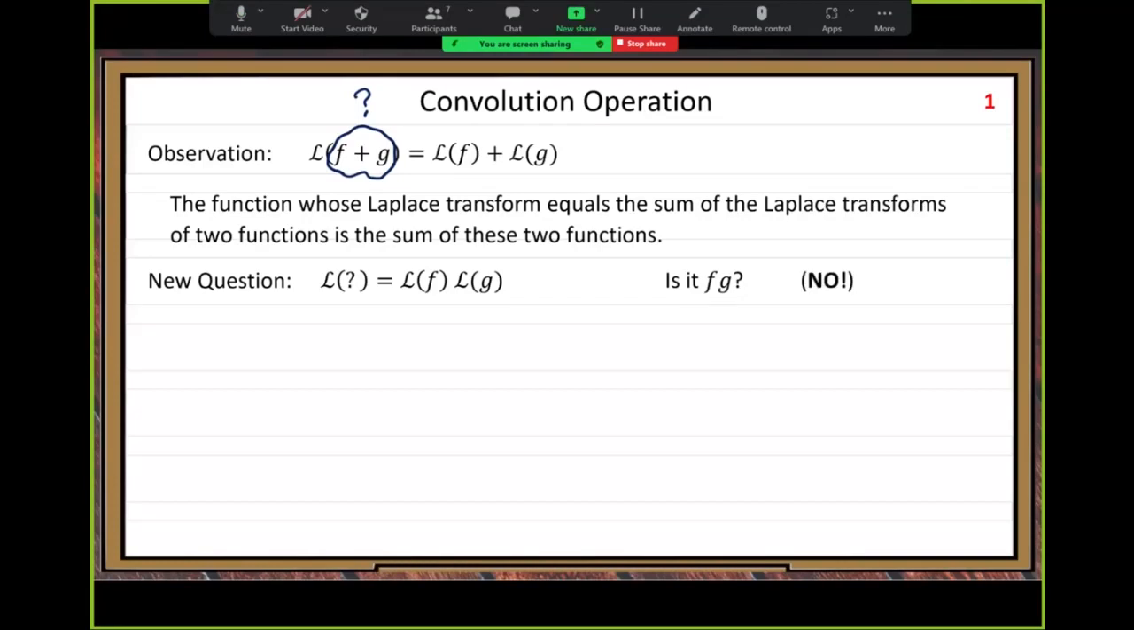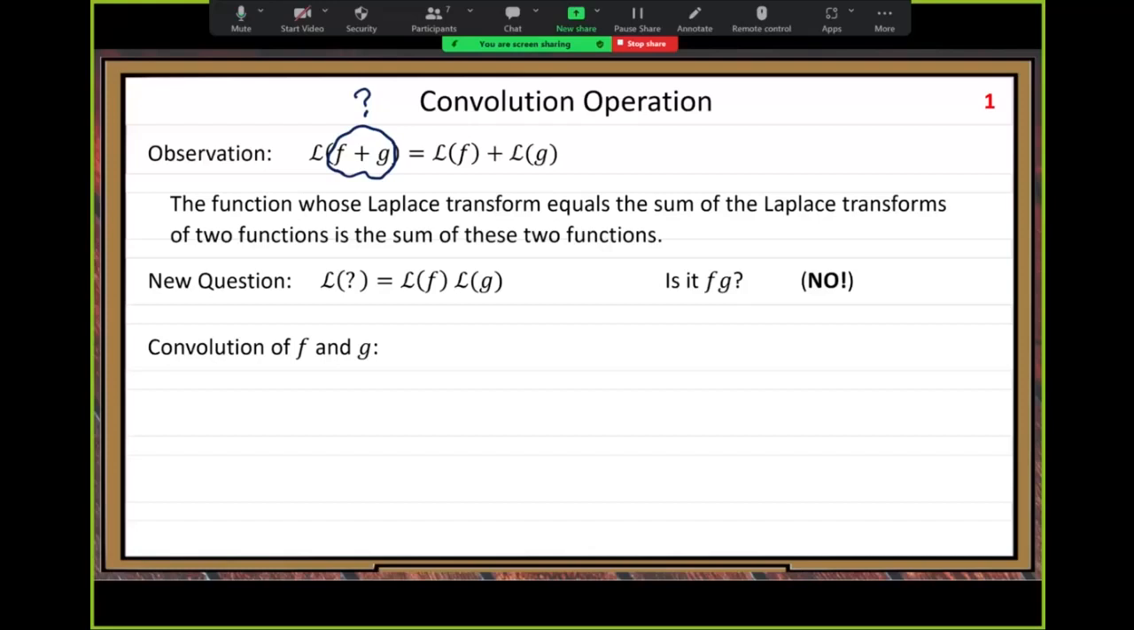But the answer is no. If you do it that way, by analogy, it's wrong. You can try some examples later and see it's wrong. Here, let me tell you the answer: the answer is the convolution of f and g. That question mark should be the convolution operation of f and g. Now you know the importance of convolution.